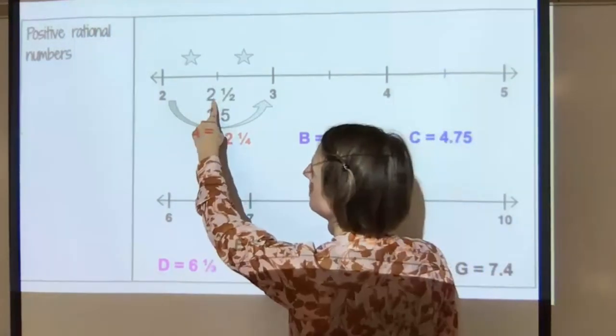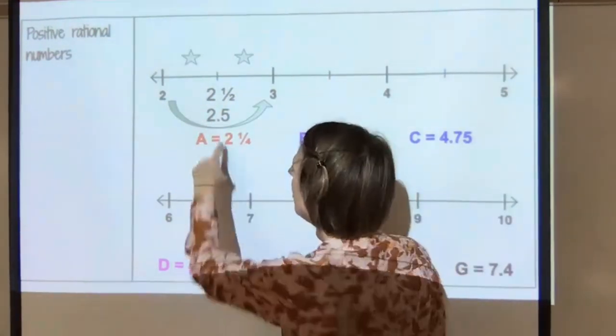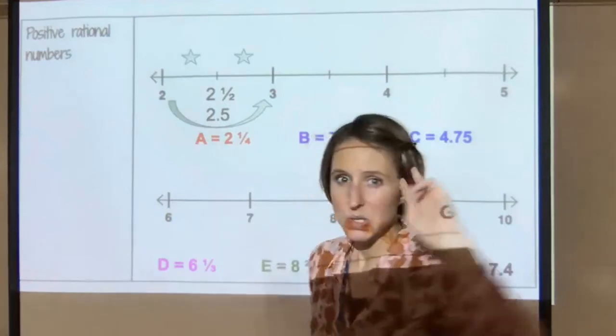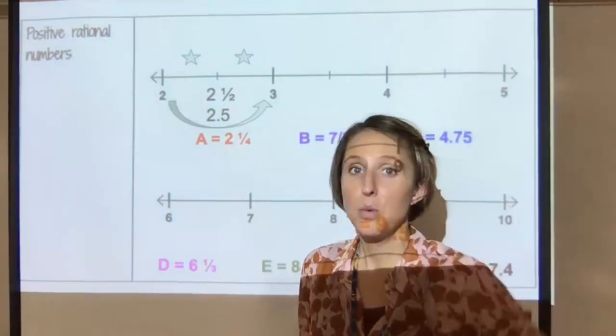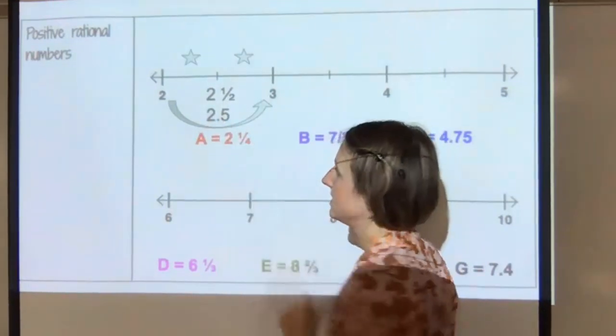So this right here represents 2 and 1/2. Don't forget your whole number. Or as a decimal, it looks like this. So recognizing both ways to show those rational numbers, in the fraction form or in the decimal form.